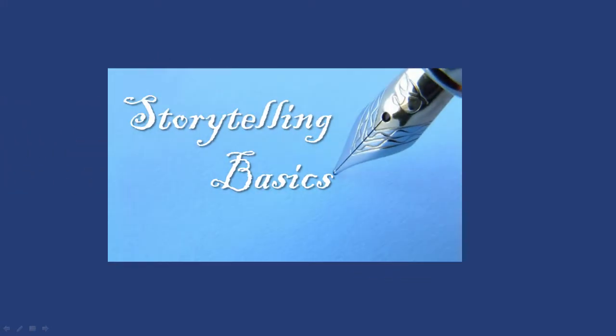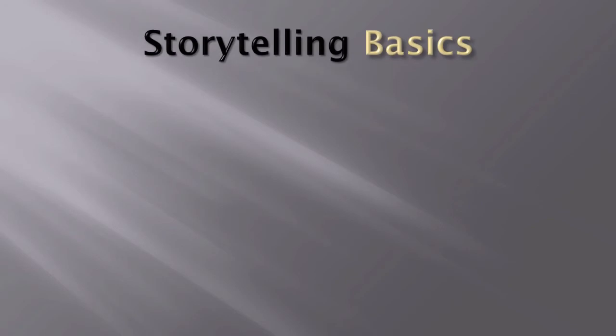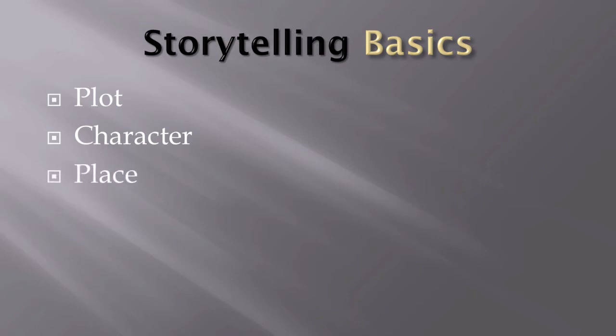In this lecture, we'll discuss storytelling basics. So what are the basics of storytelling? Well, there are just a few building blocks that you have to work with. The first of those building blocks is plot, or what happens, character, who it happens to, and place, where it happens. Now, all of this gets constrained, or you need to focus on particular elements more than others, depending on the genre in which you're writing.